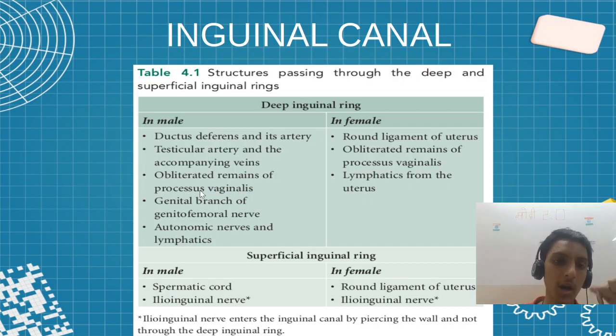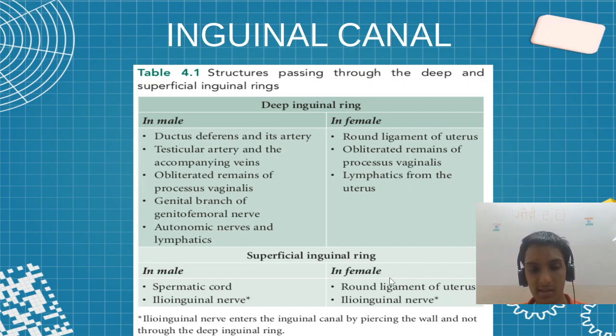This nerve supplies what muscle? Cremaster. I'll tell you in detail about the cremaster later. Then autonomic nerves and lymphatics. In the female, we find the round ligament of uterus, obliterated remains of processus vaginalis, and the lymphatics from the uterus. Coming to the superficial ring, in the male, spermatic cord. In the female, same round ligament of uterus.